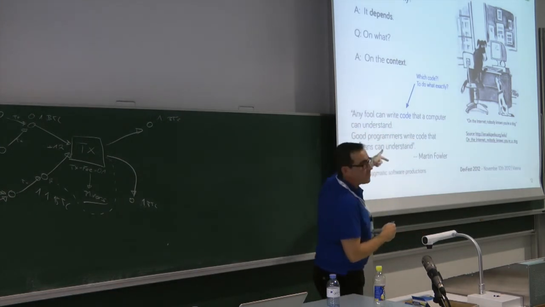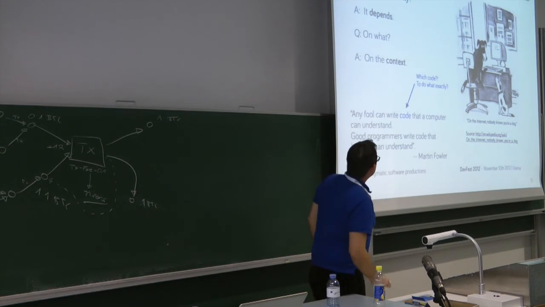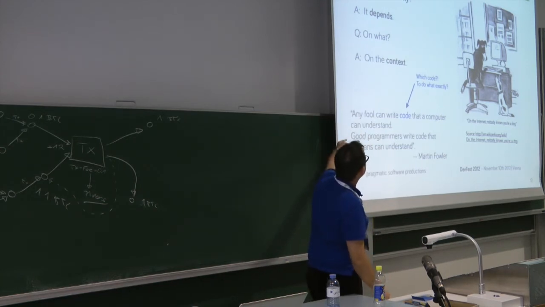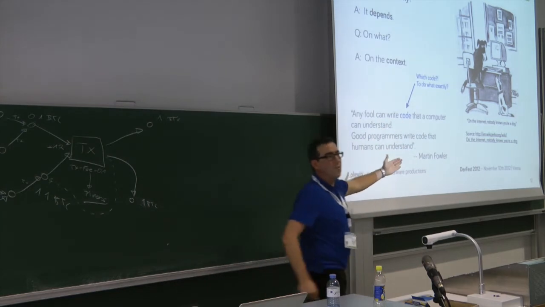So here there is a quote from Martin Fowler, one of my heroes of the profession, and he says, "Any fool can write code that a computer can understand. Good programmers write code that humans can understand." And the key question here is which code and to do what exactly.